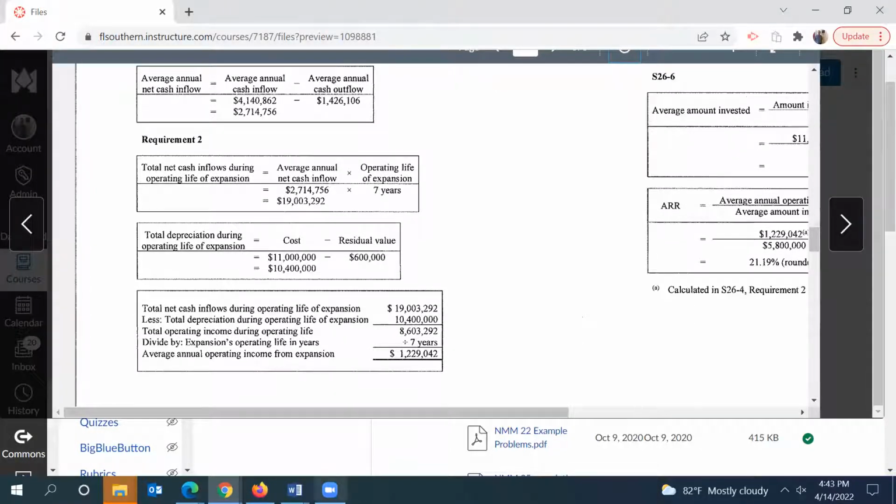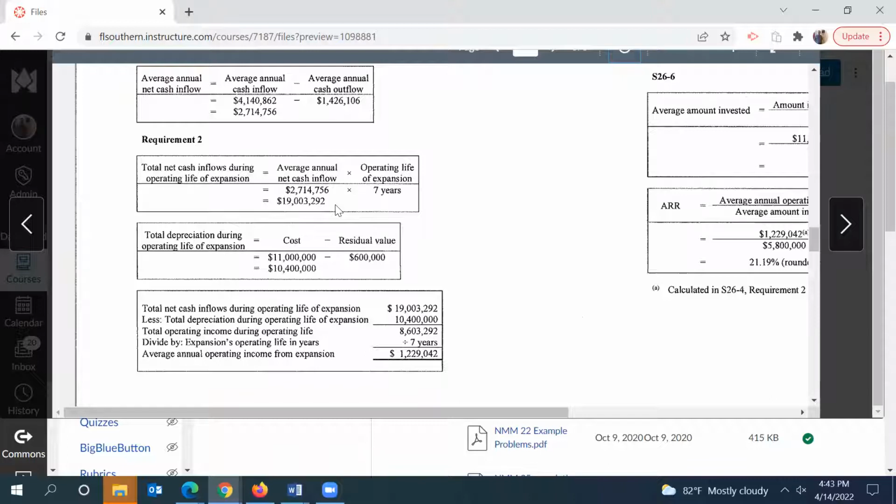Now, requirement 2, where we're to compute the average annual operating income from the expansion. Well, first, we're going to take the total net cash inflows during the operating life of the expansion. Let's take that $2.7 million annual figure, and we'll multiply by the 7 years of operating life. That's going to give us a grand total over those 7 years of $19,003,292.